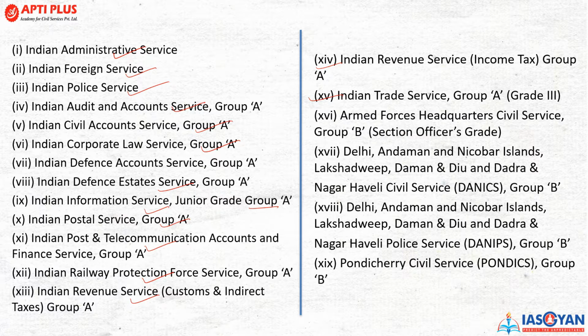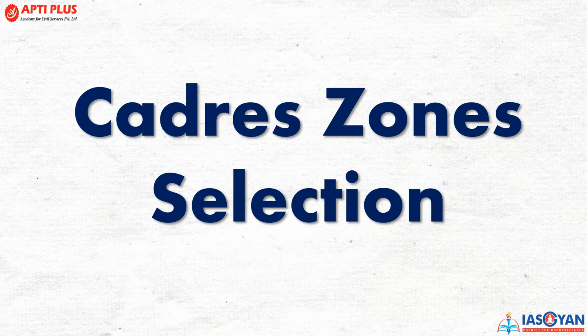Now, the other group of services is Group B, that is Armed Forces Headquarters Civil Services Group B. Then Delhi, Andaman, Nicobar Island, Lakshadweep, Daman and Diu, Dadra Nagar Haveli Civil Services, also known as DANICS. And then we have Delhi, Andaman, Nicobar, Lakshadweep, and again, this is called DANIPS, right? So DANICS and DANIPS. The basic difference is, this is the police services and the other is the administrative services. Then you have Pondicherry Civil Services, because in UT, the officers are deputed or employed through the civil services examination.